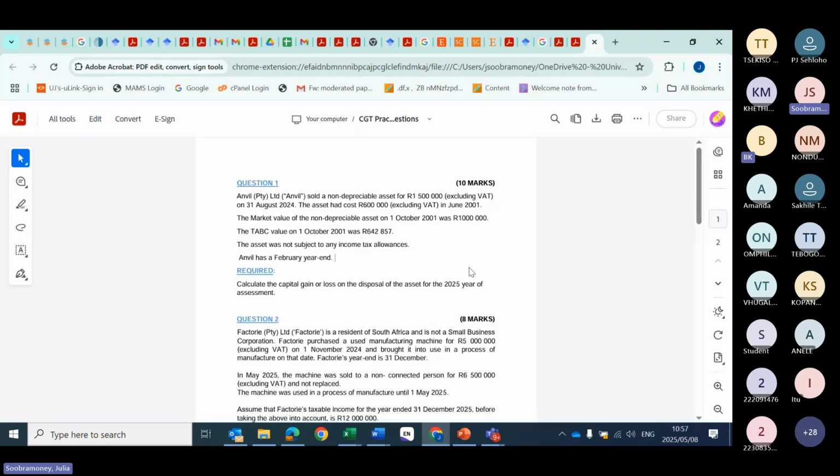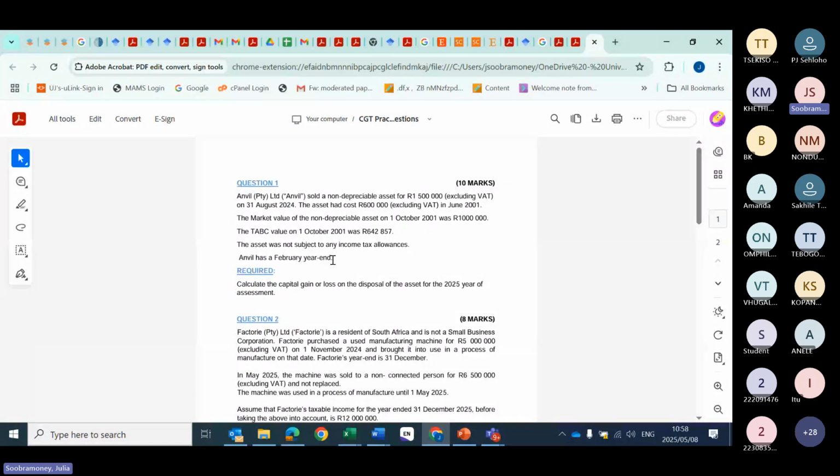Pre-valuation date asset, okay? So that means when I work out my market value, I have to choose the greater of the three categories there. Then it says the market value of the non-depreciable asset on 1 October was 1 million. The TABC value on 1 October 2001 was 642,857. The asset was not subject to any income tax allowances. Anvil has a February year end.